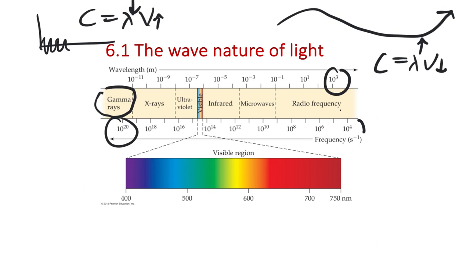So which wavelength would you be afraid of? This one or this one? And it's the short wavelength, or the higher energy. So this is our higher energy side of the electromagnetic spectrum. This is the lower energy side.